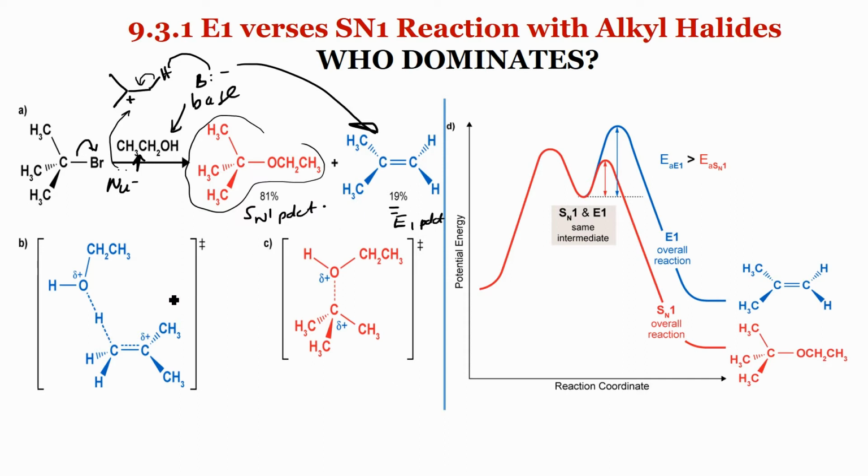Okay, and like I said, you want to make a bond here, you want to break that bond. So this is the transition state for E1. You need to form it there. This one needs to break, wants to break, and then this one wants to form. While in SN1, you only have one instance of where a bond wants to form.